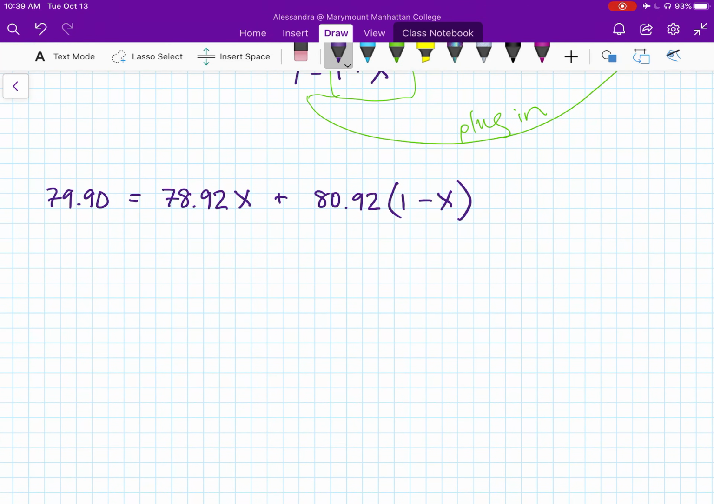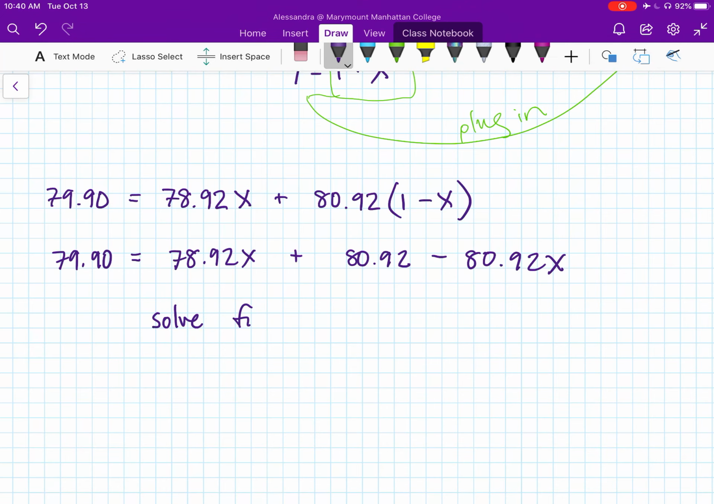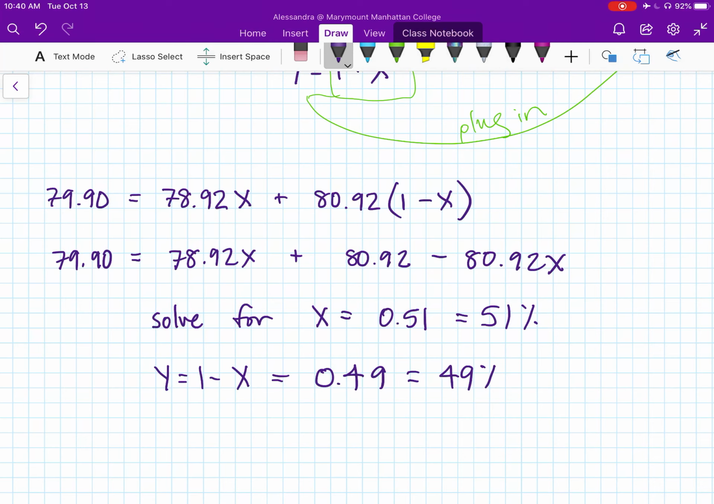Okay, now I can easily use this relationship to solve for x. So 79.90 equals 78.92x. Then I need to distribute the 80.92 minus 80.92x. If you collect all the terms on each side, you can solve for x, and you'll find that x equals 0.51, or 51%. Solving for y, we know that y equals 1 minus x, so that's going to give me 0.49, or 49%. Now, which is which?